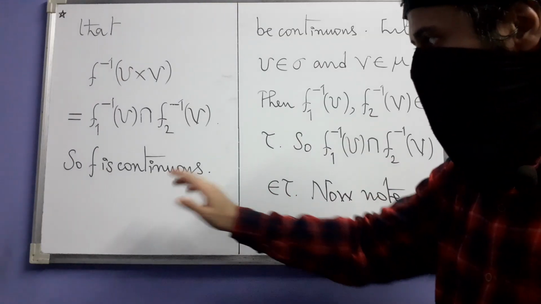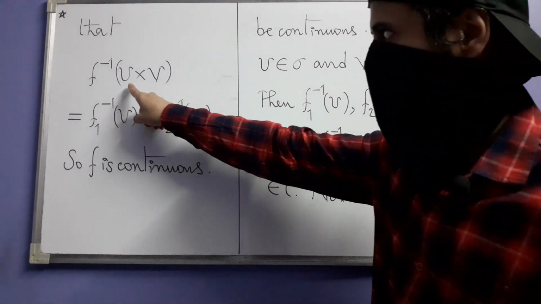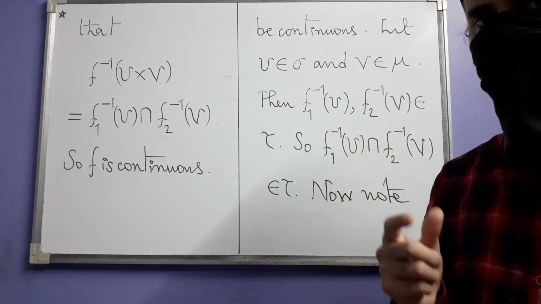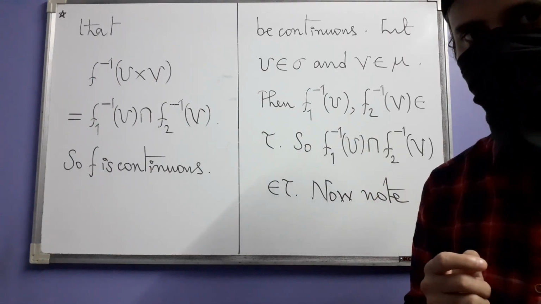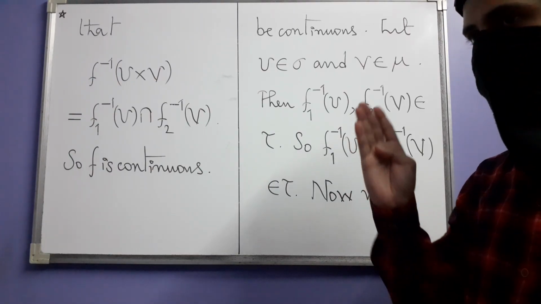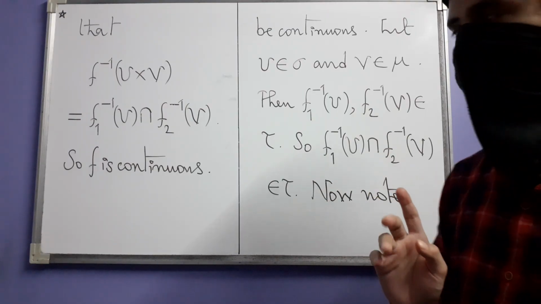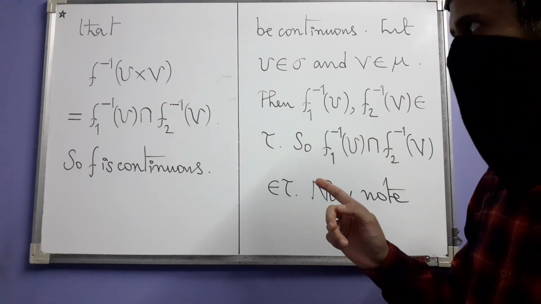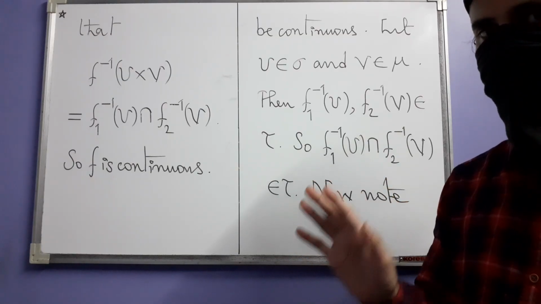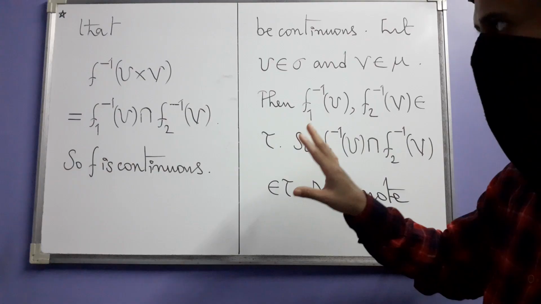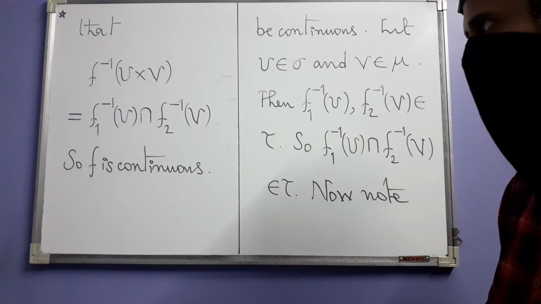And that is why f is continuous. How? Well, what type of set is u times v? It's a general basis element in the topology on x times y. And when we defined continuity, at that time itself we understood why it's enough to show that inverse images of basis elements are open to show that a function is continuous. So that is why f is continuous. So here the proof ends.